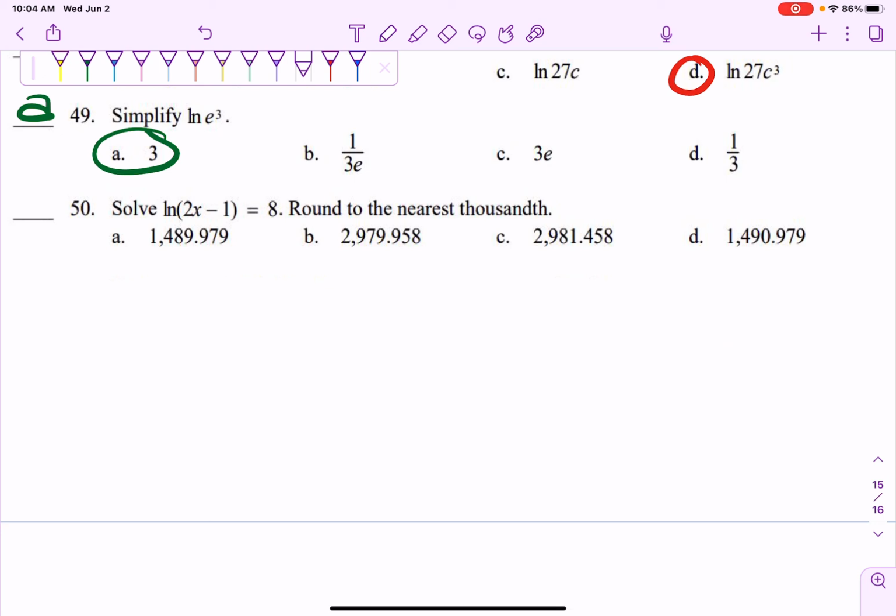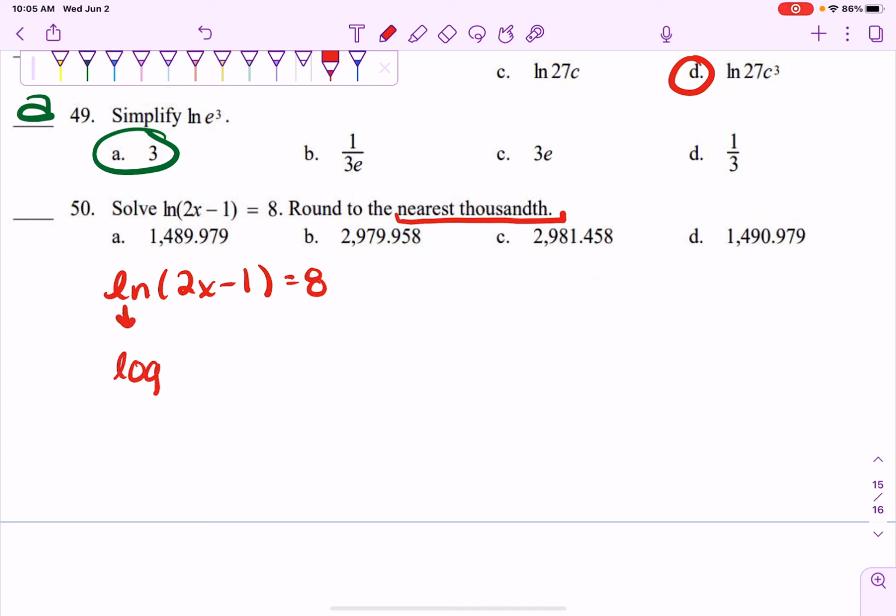Okay, this one says solve the natural log of 2x minus 1 equals 8, round to the nearest 10,000. So first of all, if I have natural log of this, remember, we're going to use the same thing we just did. I'm going to take this out and make it log base e so I can do some solving. So let's change it to an exponent. So e to the 8th equals 2x minus 1.